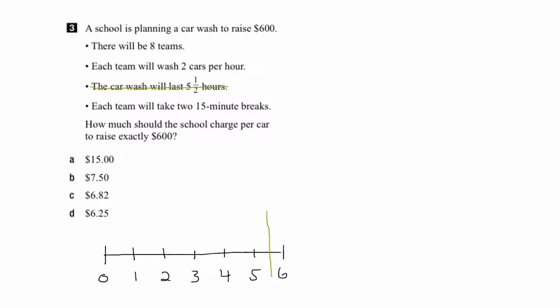We're also told that each team will take 2 15-minute breaks. Now 2 times 15 is 30 minutes or half an hour, so they're actually going to be washing cars for only 5 hours. So I go to my 5.5 hours, come back 15 minutes, back another 15 minutes, and so the amount of time available to wash the cars is actually 5 hours instead of 5.5 hours. And we've then used that piece of information.